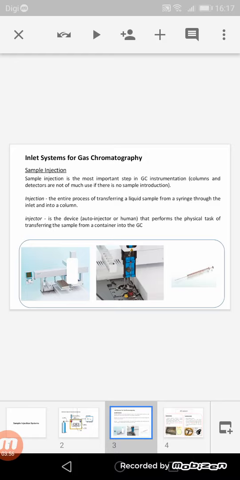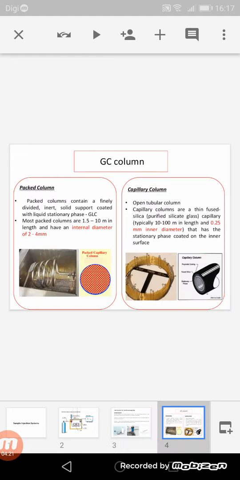So the injector is the first part, the injection is the process, and the injector is the device or auto injector or human that performs the physical task of transferring the sample from the container into the GC. Okay, let me move on to the GC column.